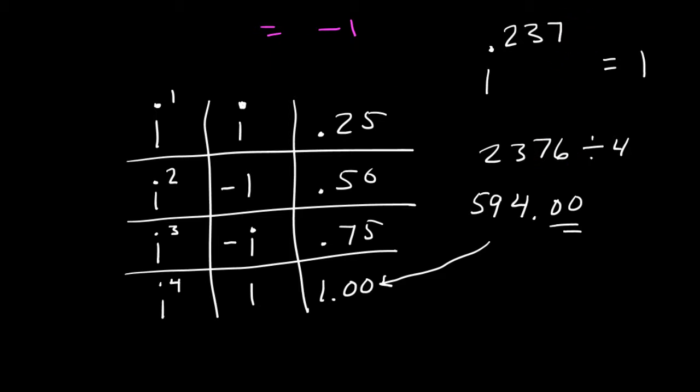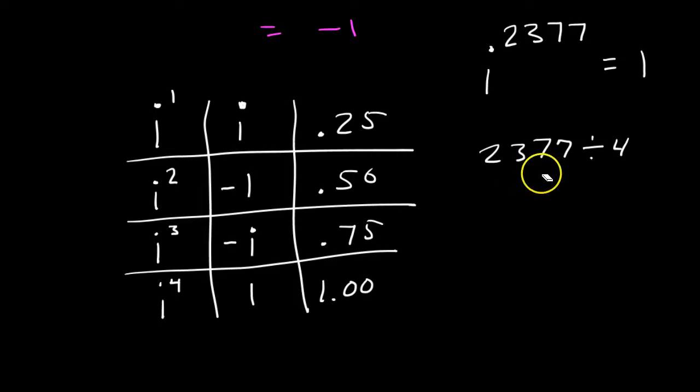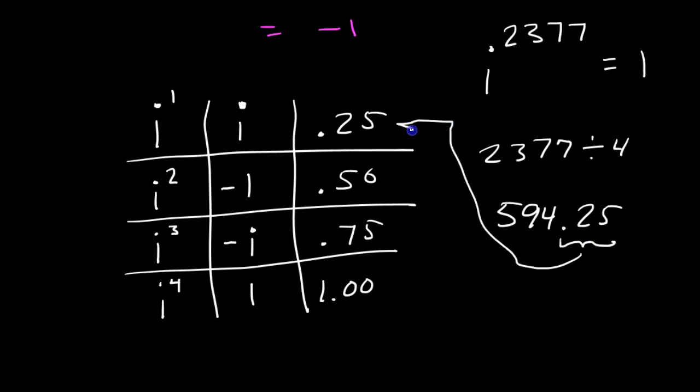Now say if instead of 76, this had been 77. How would that change things? So 2,377 divided by 4 is going to be 594.25. The 0.25 tells me that we're going to be in this row, which tells me that the answer is i. So now the answer would be i. So that's how you use the system.